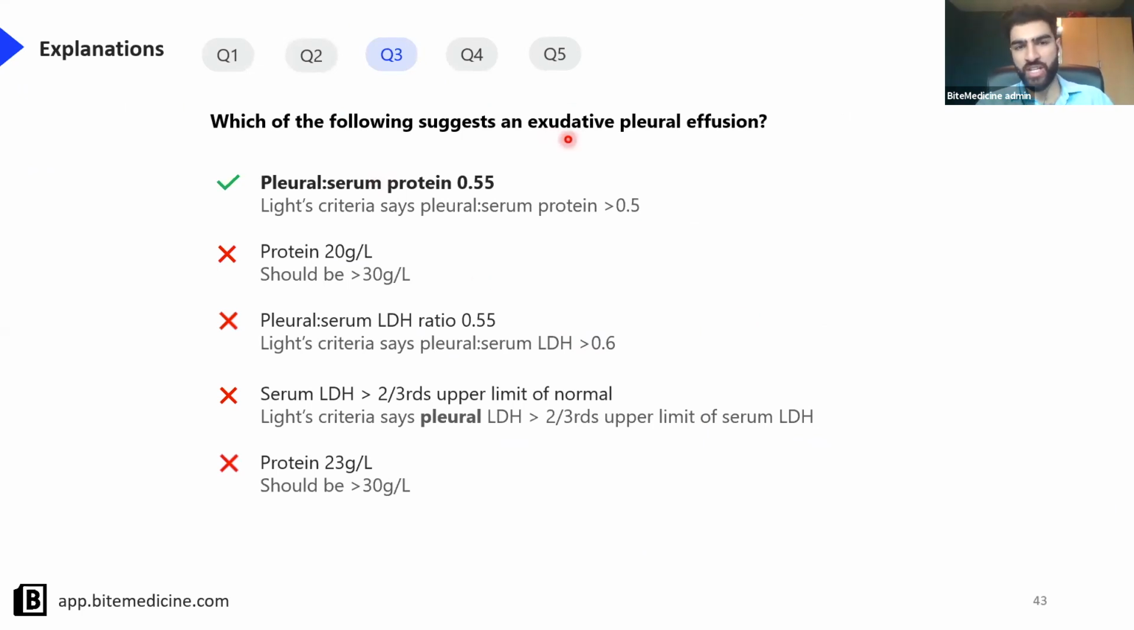An exudate has usually greater than 30 grams per liter. Some people say greater than 25 grams per liter. Light's criteria says pleural to serum protein ratio of greater than 0.5, pleural to serum LDH ratio of greater than 0.6, or a pleural LDH of greater than 2/3 the upper limit of serum LDH. So that's why this is incorrect. You're looking at the pleural LDH, not the serum LDH. And the protein should be greater than 13.